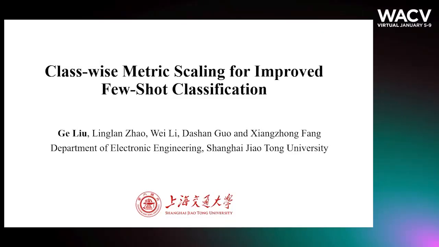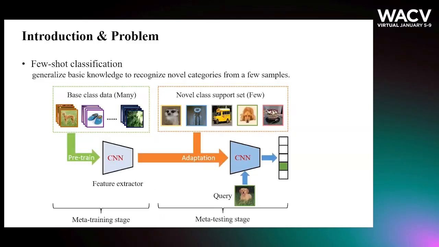I am going to introduce our paper, Class-Wise Metric Scaling for Improved Few-Shot Classification. Few-shot classification aims to generalize basic knowledge learned from a large-scale available dataset in the meta-training stage, and recognize novel categories with only a few labeled samples in the meta-testing stage.